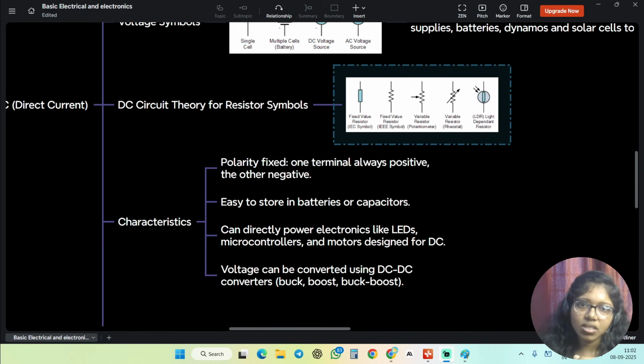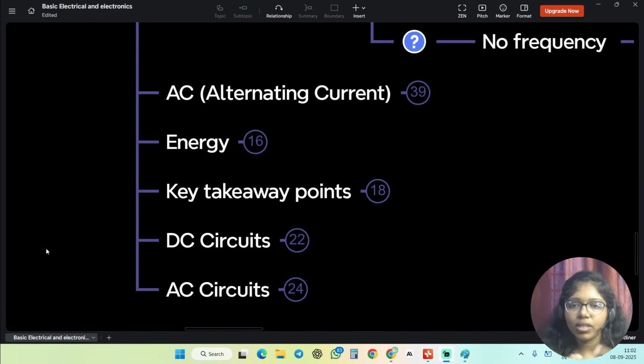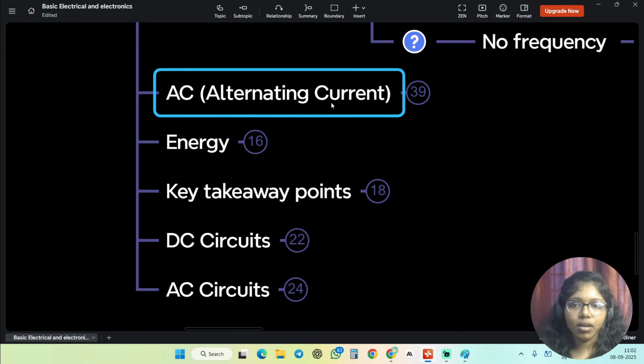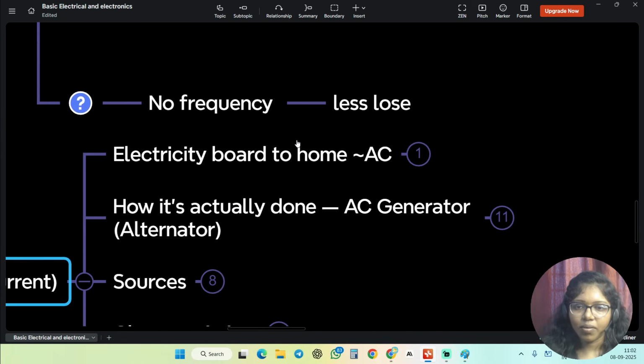Now, one of the disadvantages is that it keeps changing continuously with respect to time. We will see what those are, and why they hesitated to bring in alternating current. We will see this concept. But later on, they invented the complete AC power plant, and it became very popular. So now we'll discuss alternating current.